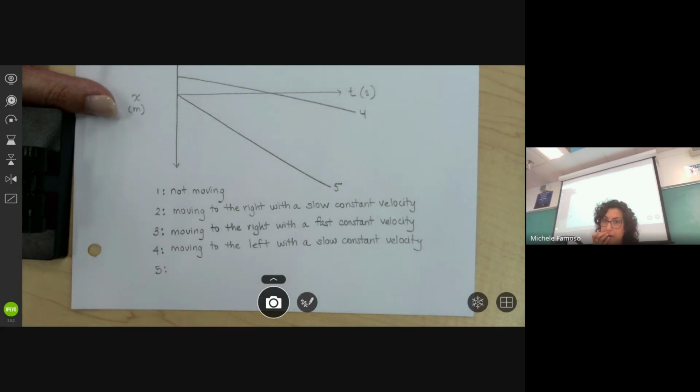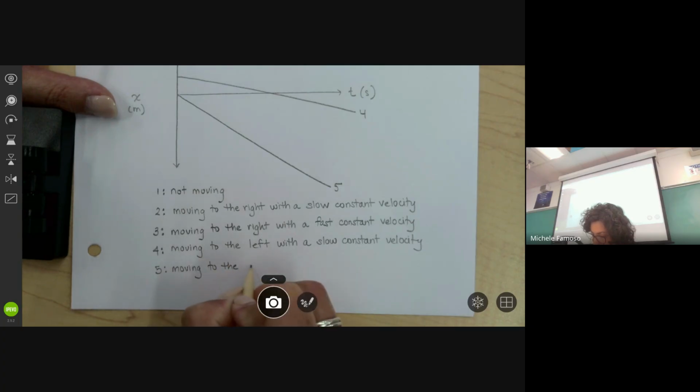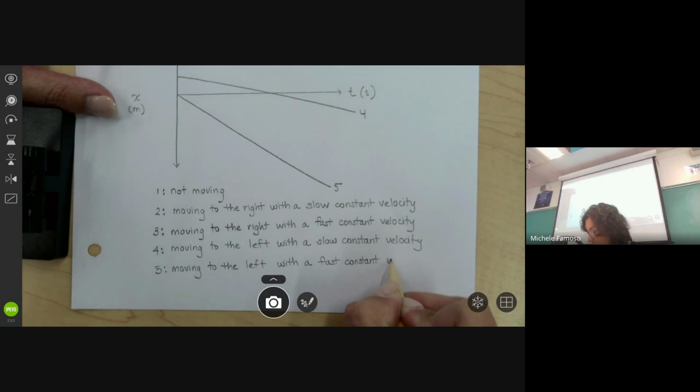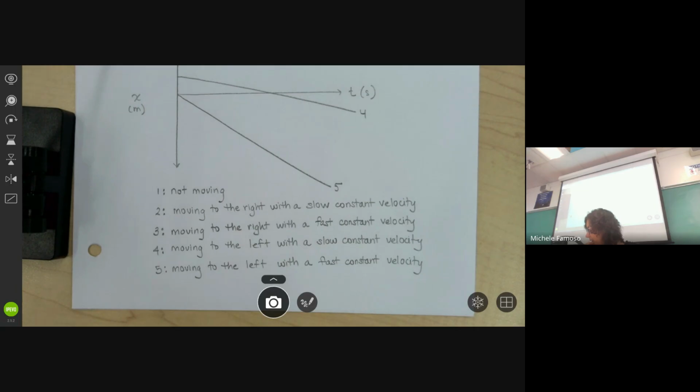Tom, you want to try number 5? Yes, that is correct. Very good. It's going to the left because it has a negative slope. And it's going fast because the graph is steep. So those would be descriptions of the motion of each of them.